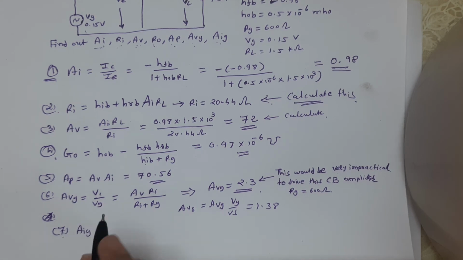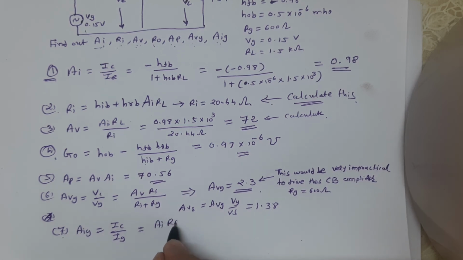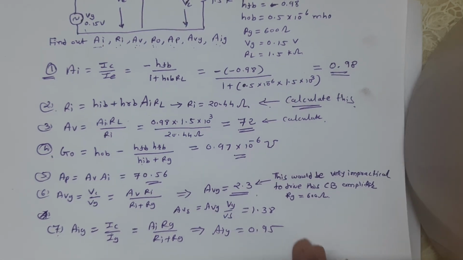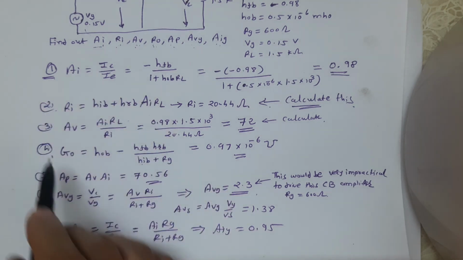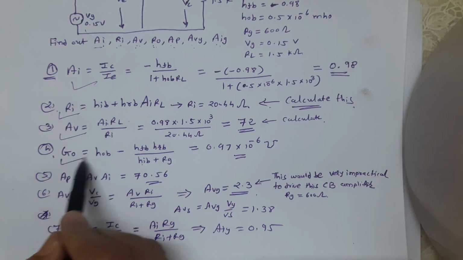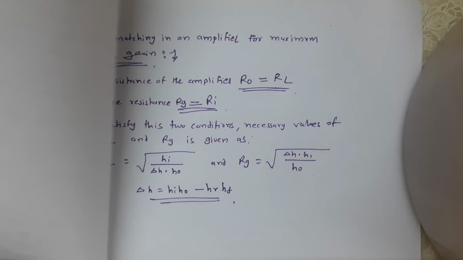AIG is equal to IC upon Ig. This is equal to AI Rg upon Ri plus Rg. This gives AIG is equal to 0.95. So in this way, using these equations, you remember all these equations and you find out the final output.